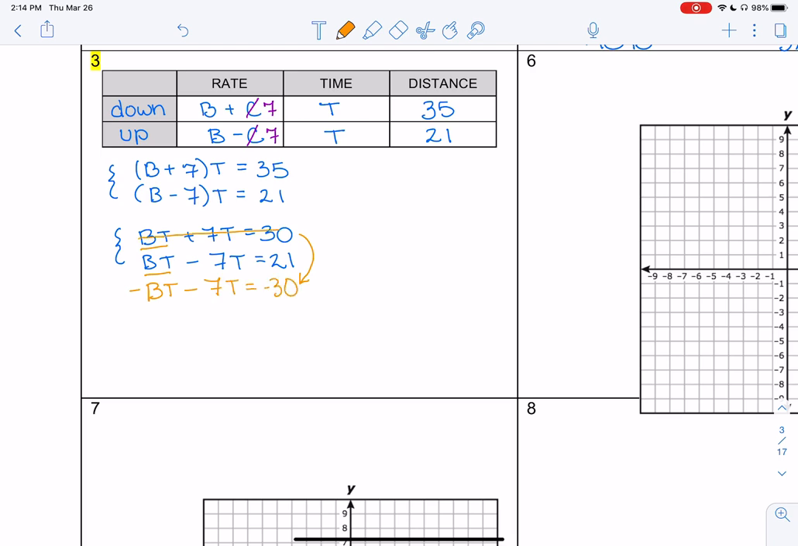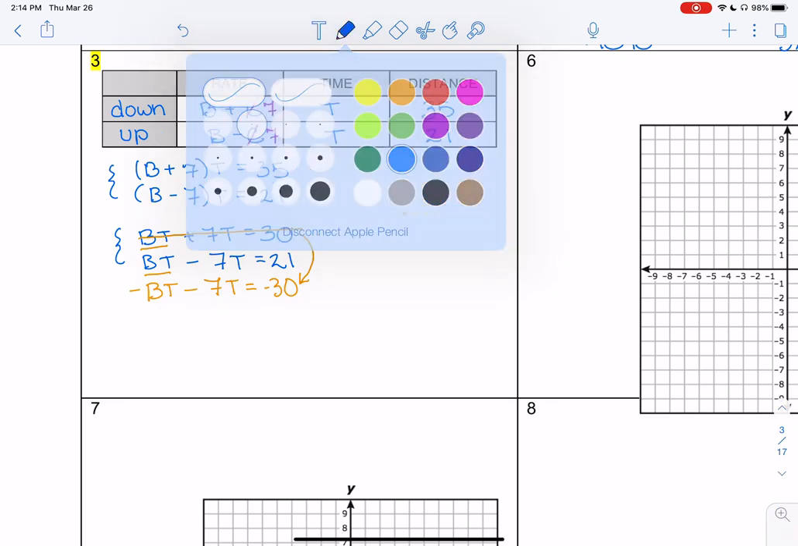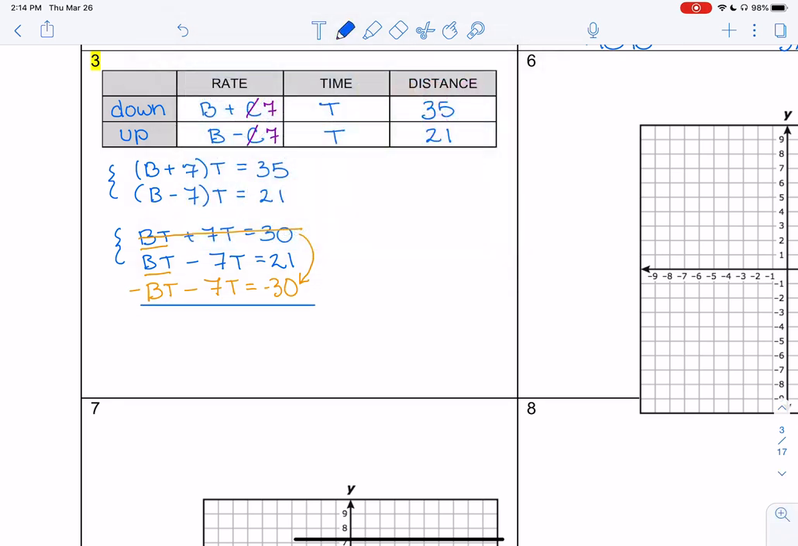Okay, so I just rewrote that one. And now I'm going to go ahead and do my elimination. Now that I know the bt is going to cancel, and I have minus 14t equals negative 9. Let's see, did I do that right? Oh, I wrote something down wrong. That's why. This should be a 35, not a 30. So let me just fix that real fast. Sorry for the confusion.